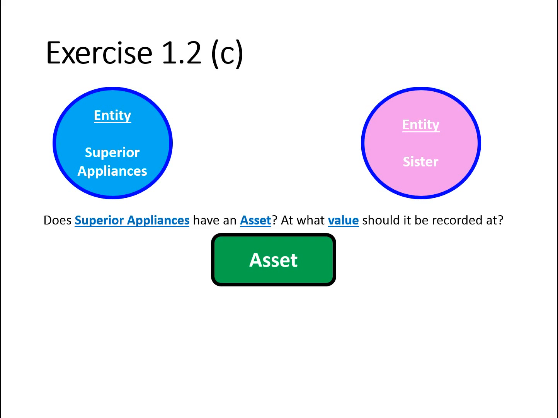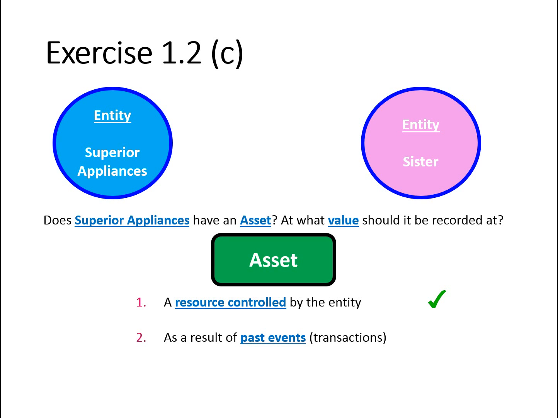Does Superior Appliances have an asset, and if so, what value should it be recorded at? So again, to answer that, we're going to go through the three criteria that make an asset. The first part is, does the business have a resource it can control? In the previous question it didn't, because the computer had been loaned. In this case it does. It actually now legally owns the computer, given that the sister has been paid for it.